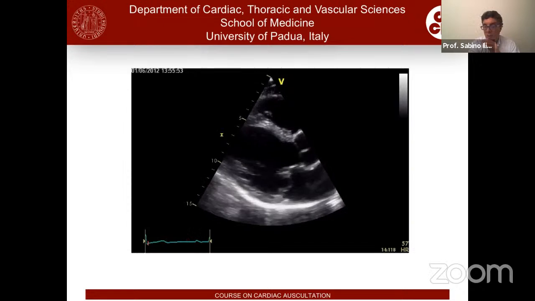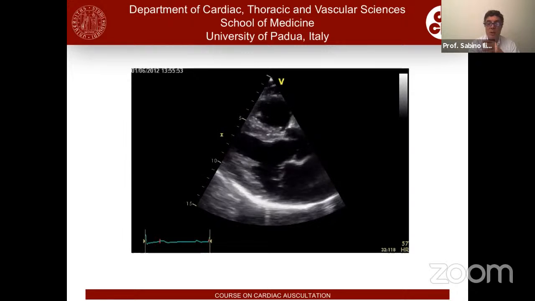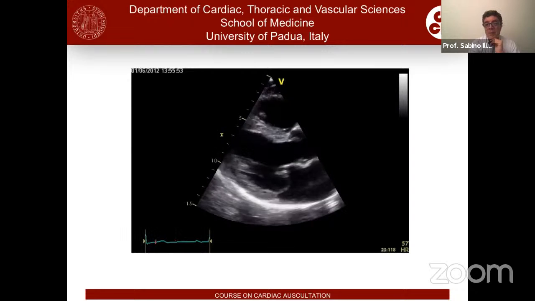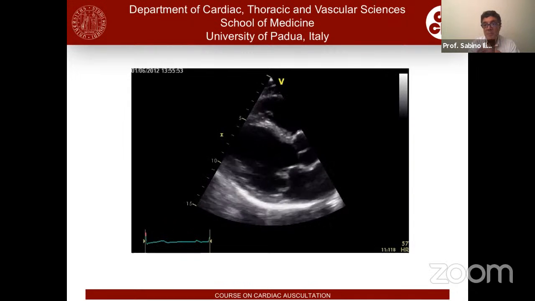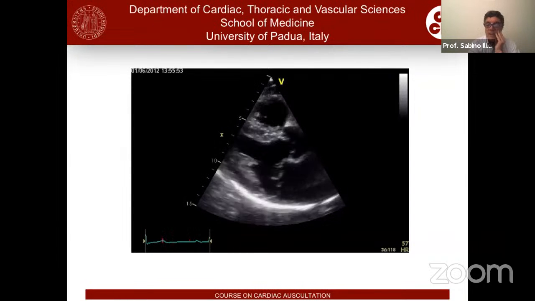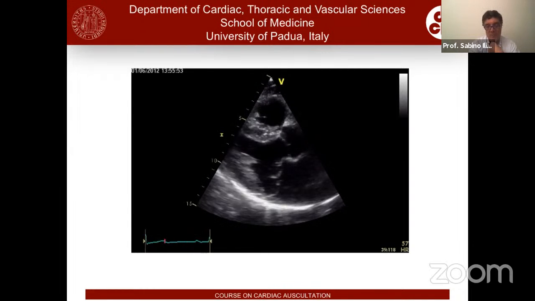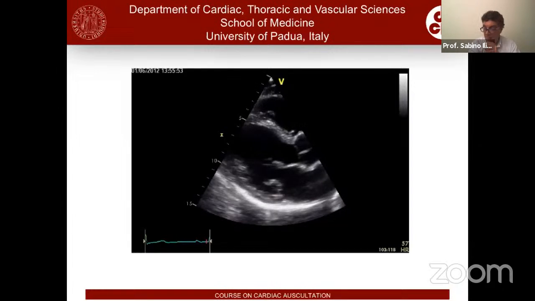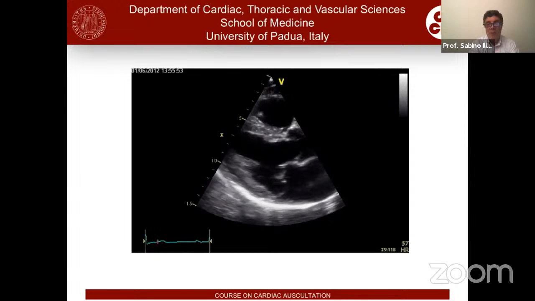So I shall have no time to discuss this today, unfortunately, because I have to concentrate on cardiac auscultation. But if you like, one day we can share with our friends all my history with mitral valve prolapse and what in the time has been discovered, especially in Padova in the last 4 or 5 years, using cardiac magnetic resonance in mitral valve prolapse.